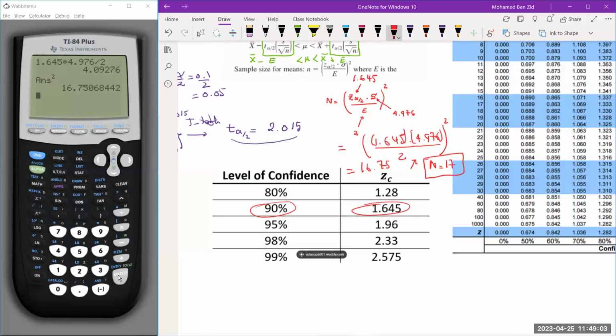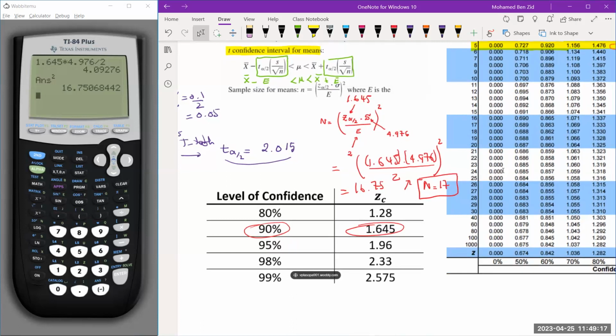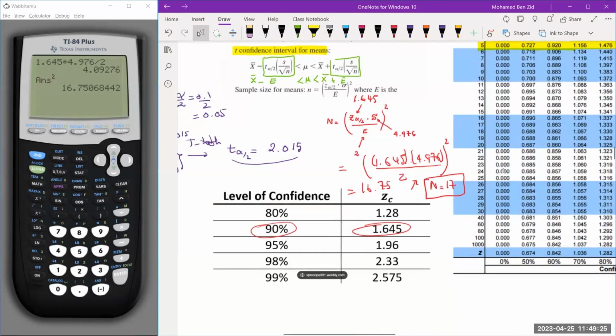And the reason why we couldn't use the T table here is because we did not know the degree of freedom. If we didn't know the degree of freedom, we couldn't decide, all right? So we had to use the Z values, okay? So with no degree of freedom, the T table, you cannot use it.